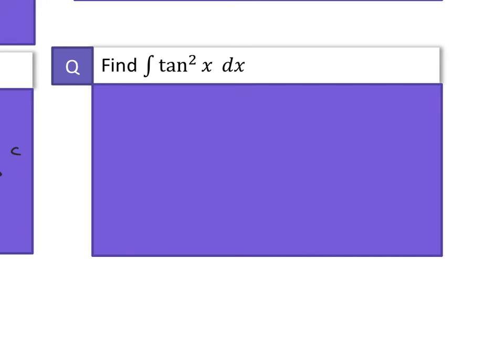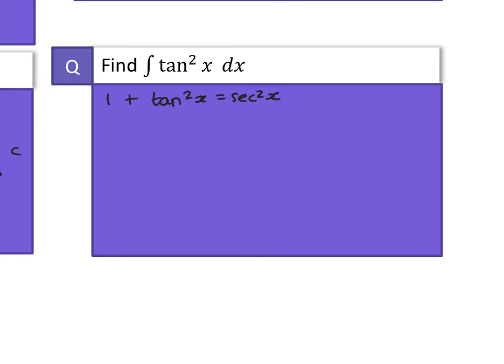Find the integral of tan squared x dx. Now, instead of writing tan squared, what formulas do we know? We do know it's sine over cos, but we don't know how to integrate that yet. Tan squared x, there's a sec involved, isn't it? So we know 1 plus tan squared x equals sec squared x.